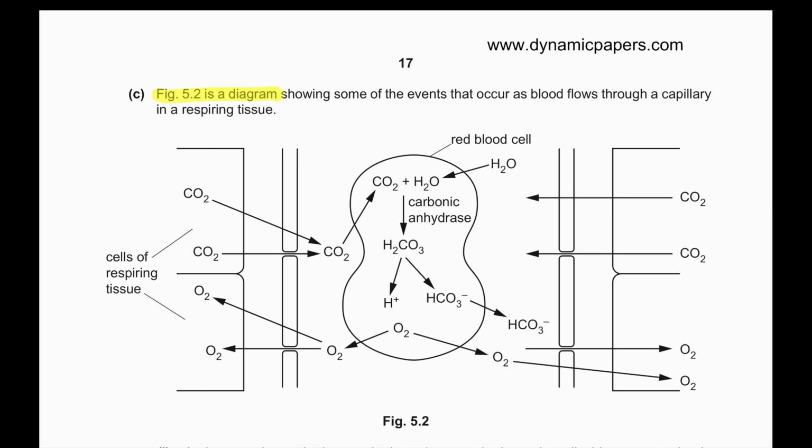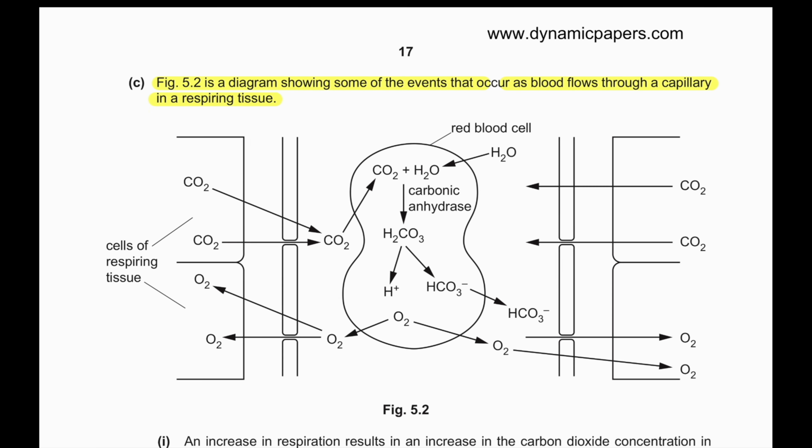Figure 5.2 is a diagram showing some of the events that occur as blood flows through a capillary in a respiring tissue. So in the place where respiring tissue is giving off carbon dioxide in high quantity, the carbon dioxide diffuses into the red blood cell.